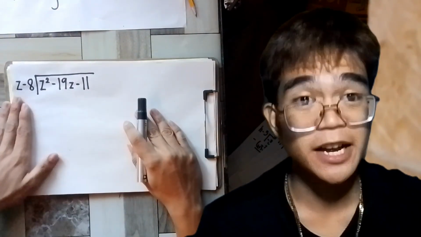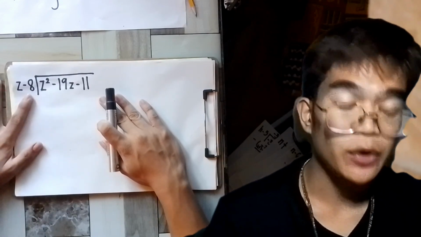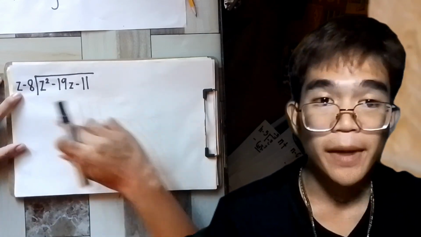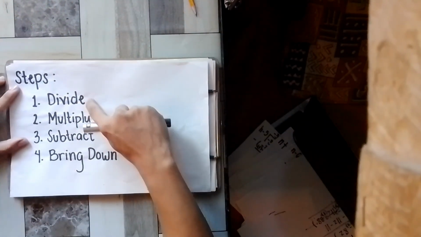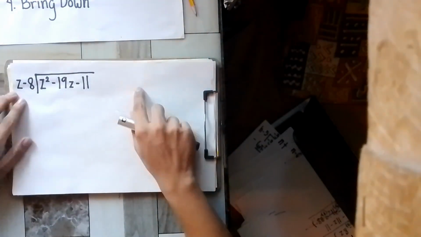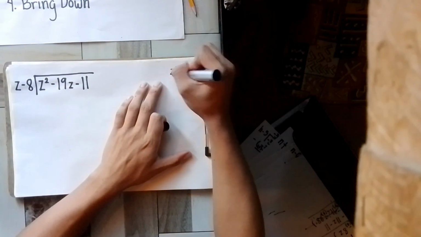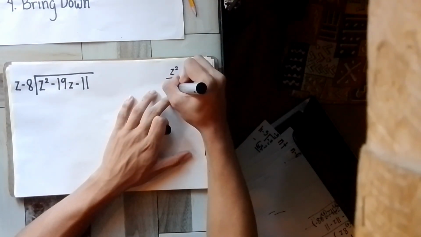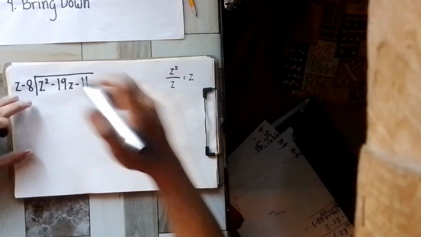Now let's have this example. The divisor is z minus 8 and our dividend is z squared minus 19z minus 11. To solve this, we do step 1, which is to divide. Divide z squared by z, as illustrated. Therefore, z squared divided by z gives z. The z would be our coefficient.